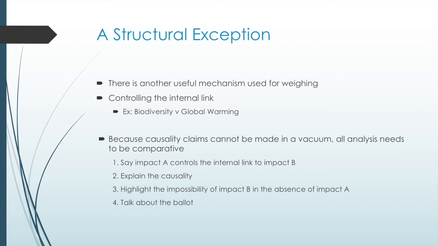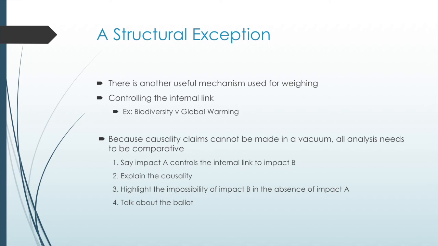The way that I recommend structuring these claims is to, 1, say impact A controls the internal link to impact B. That's the part where you just say it. It's the claim that makes it really neat and easy to flow and easy to follow. 2nd, you explain the causality, why impact A leads to impact B. For step 3, you talk about how going the other way doesn't make sense. We can't get from impact B to impact A. And then step 4 is just talk about the ballot again, because that's the part where you win the round. So that should be the same, and you're still talking about why this means you win.